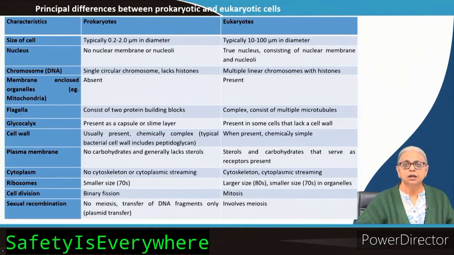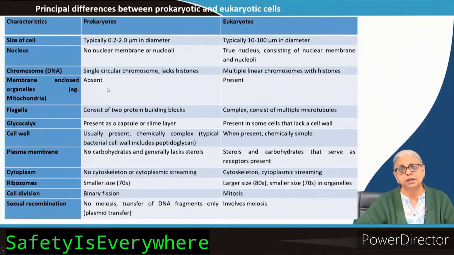So here are all the differences between prokaryotes and eukaryotes. One of the biggest differences, like I said, the defining characteristic is whether the nucleus is existing or not. If there is a nucleus, it's a eukaryote. If there is no nucleus, it's a prokaryote. Then we have size of the cell. Most of the prokaryotes have very small sizes. It ranges from 0.2 to 2 microns in diameter. For eukaryotes, it can go from 10 to 100 microns or even higher.